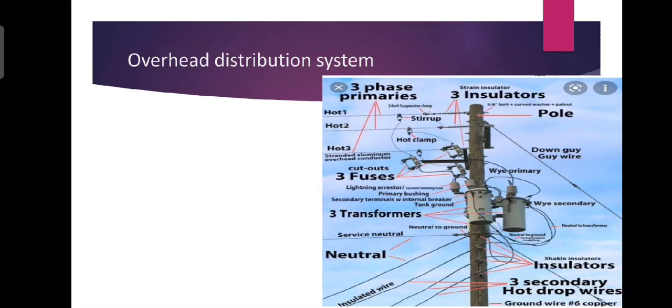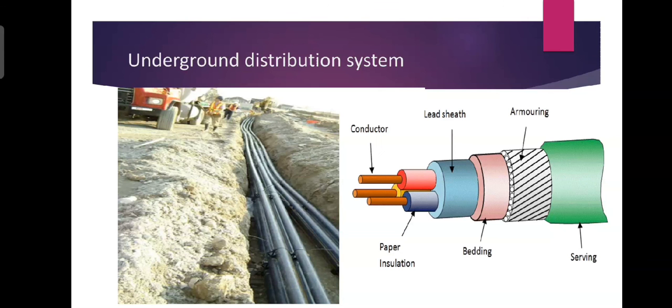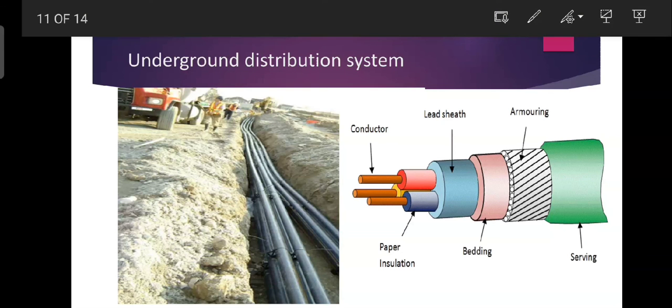So this is our overall overhead distribution system. Let's go to the underground distribution system. It is coming under point number 2, and this is the figure of our underground distribution system. It is grounded and distributed over long distance, and it is very costly compared to the overhead distribution system. It requires less maintenance, but its operating cost is very high.